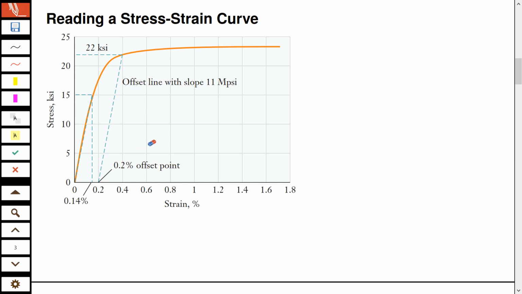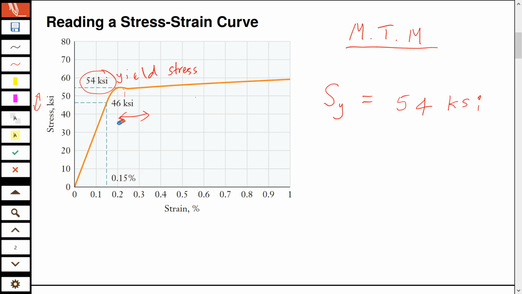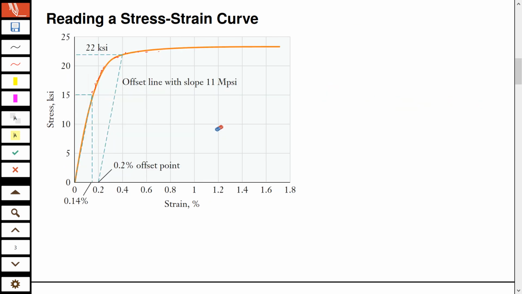The problem, if you can see, is that we cannot see that sharp change of slope. The slope is changing, but it is changing so smoothly that you cannot find that point. So when you cannot see that sharp corner just like before, then there is a method called the 0.2 offset method. This is a method for determining yield strength, or yield stress.